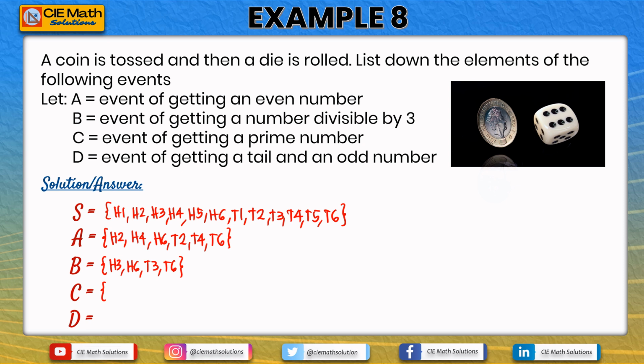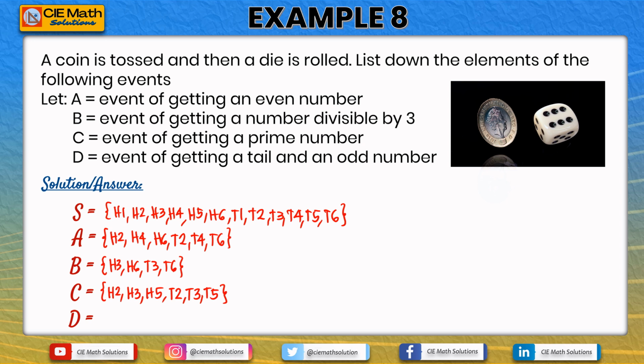Event of getting a prime number. Now be very careful with this. A prime number is a number whose factors are only 1 and itself. In this case, we cannot consider 1 as a prime number. The smallest prime number that we could have is 2. So then, if we will write down the elements of event C, then we can have H2, H3, H5, and also tail 2, tail 3, tail 5.